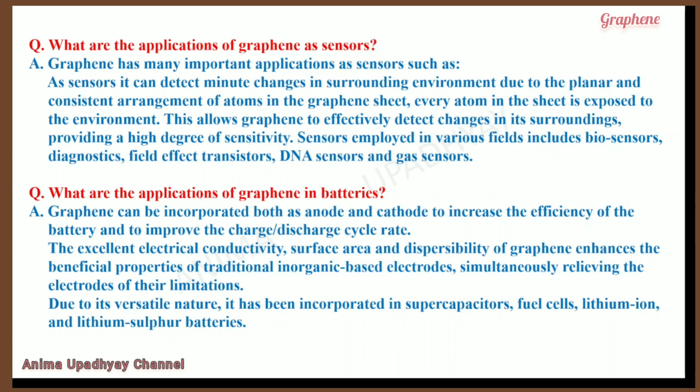What are the applications of graphene in batteries? Graphene can be incorporated both as anode as well as cathode to increase the efficiency of the battery and to improve the charge and discharge cycle rate. The excellent electrical conductivity, surface area and dispersibility of graphene enhance the beneficial properties of traditional inorganic based electrodes, simultaneously relieving the electrodes of their limitations. Due to its versatile nature, it has been incorporated in supercapacitors, fuel cells, lithium-ion and lithium-sulfur batteries.